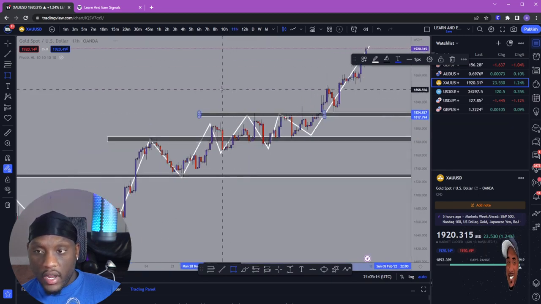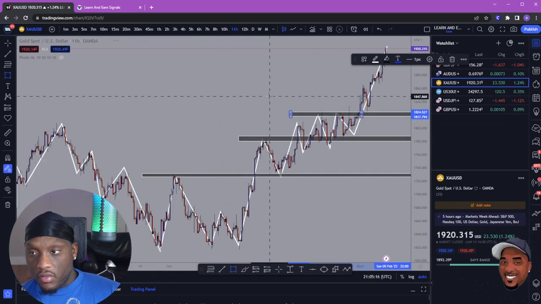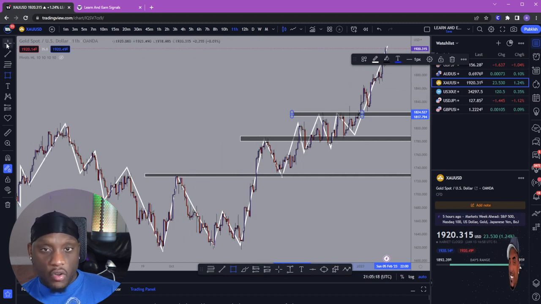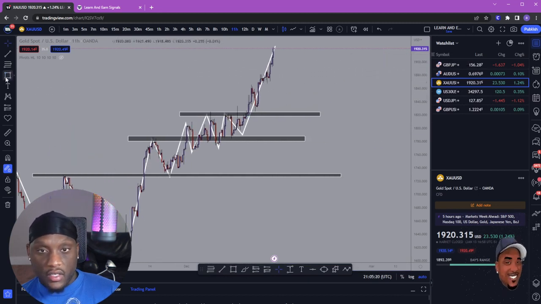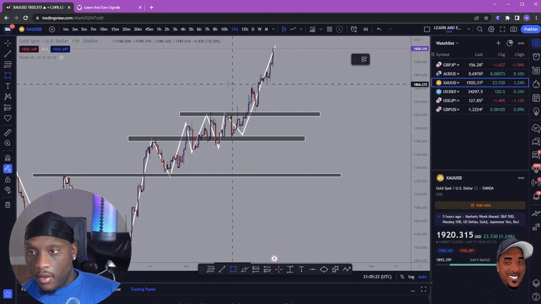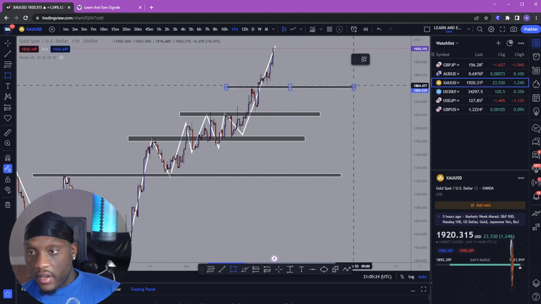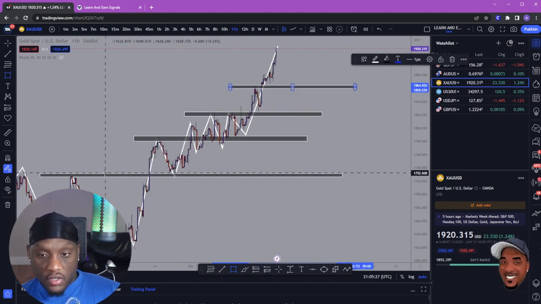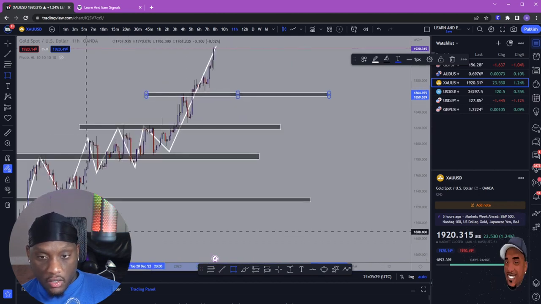We need to go lower and make it make sense. You can see that these zones and the structure and everything are holding quite beautifully from left to right. Obviously, boom, we got another little zone right around here. I'll add that. And we just want to make sure that the details make sense, right?